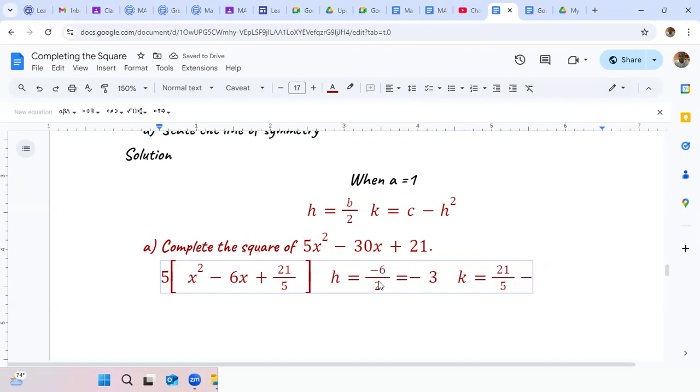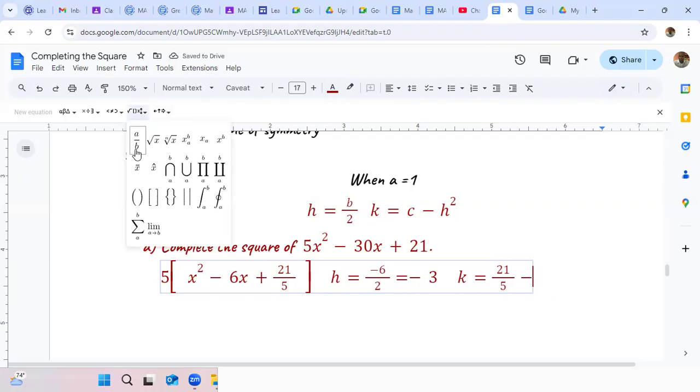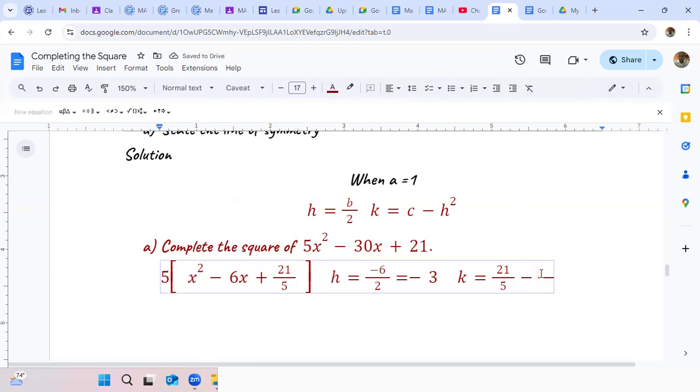Because negative 6 is a multiple of 2. And negative 3 squared is actually 9, because negative 3 by negative 3 is equal to positive 9. Okay. So we have 21 over 5 minus 9. We can put 9 over 1 to make it look like a fraction, because we are subtracting fractions. And we can multiply by 5 to give us a common denominator of 5.